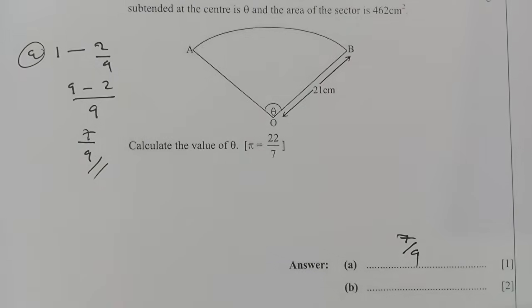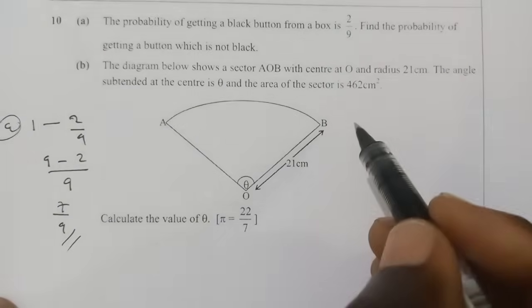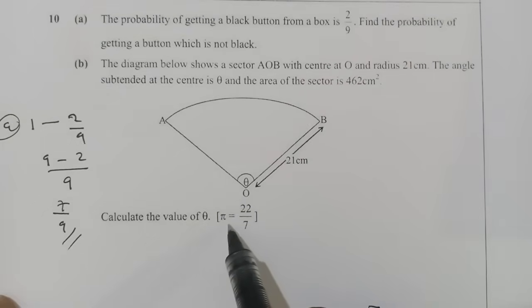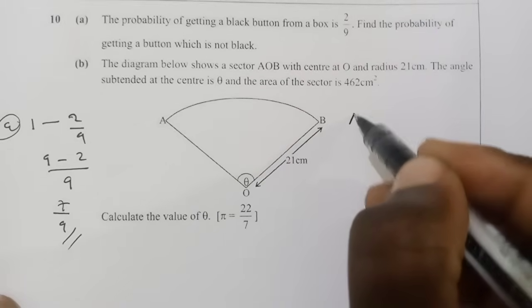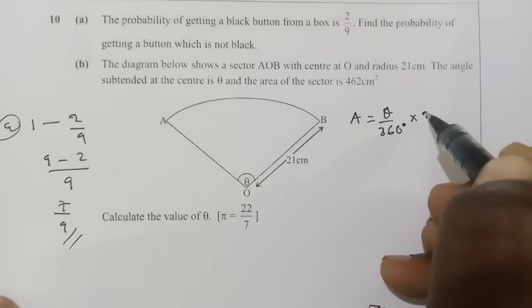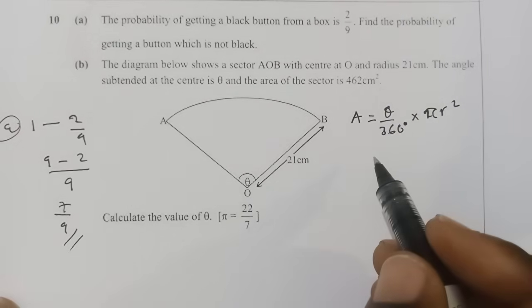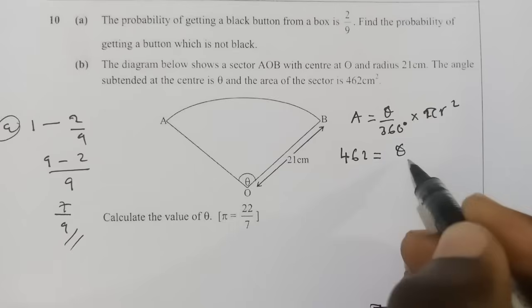The next question, the diagram shows a sector AOB with center at O and radius 21. The angle subtended at the center is theta, and the area of the sector is 462. Calculate the value of theta, given this pi. So we'll say area is equal to theta over 360 times pi r squared. This is a formula for finding the area of a sector. They have given us the area, and we're solving for theta.